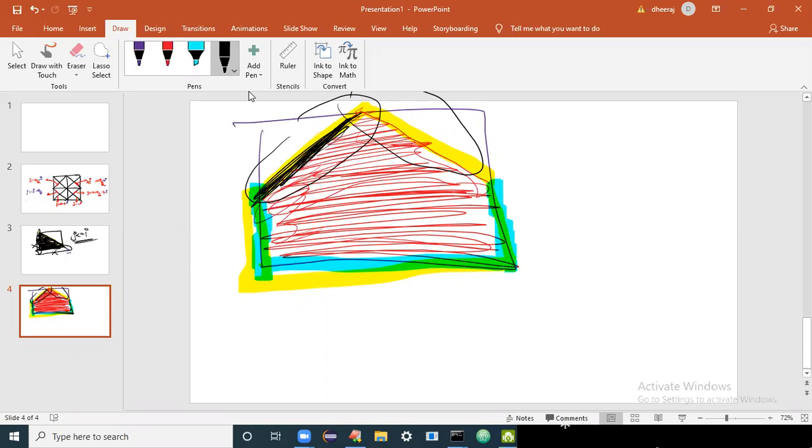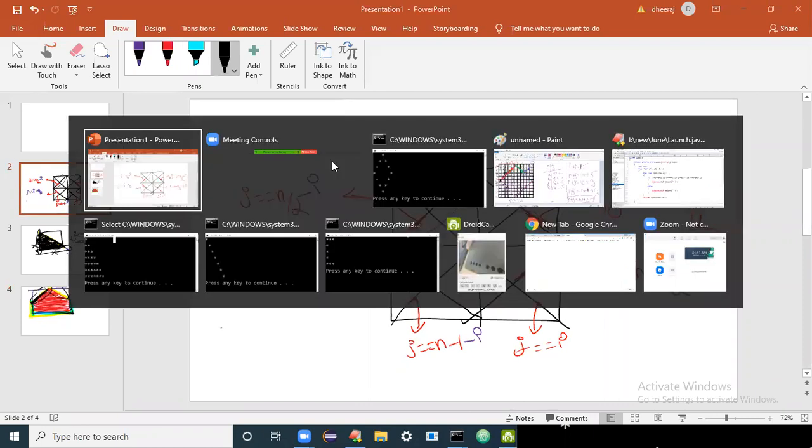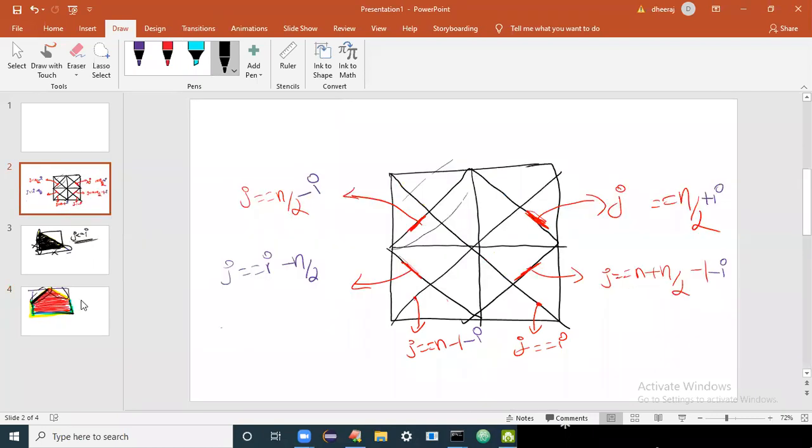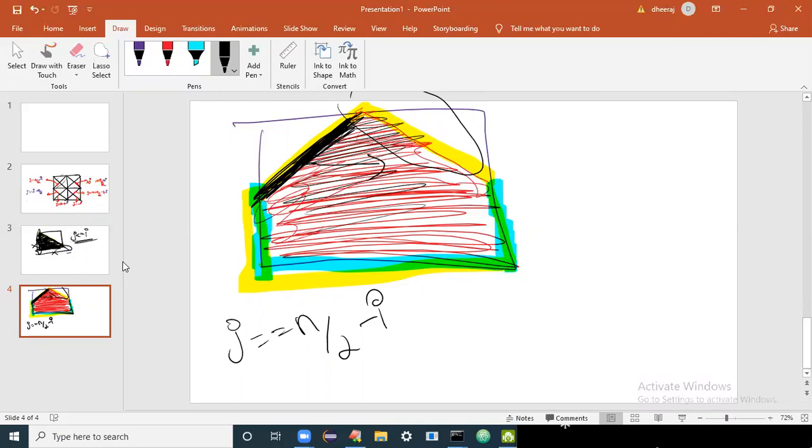To get this line equation, I will go back to this diagram and see what the line equation is. The line equation is J is equal to n by 2 minus I. But the question is, from that line, should I print left side or not? That is not left side, right? Then which side do I have to print? I have to print right side. Agree or not? From that line, I have to print right side.